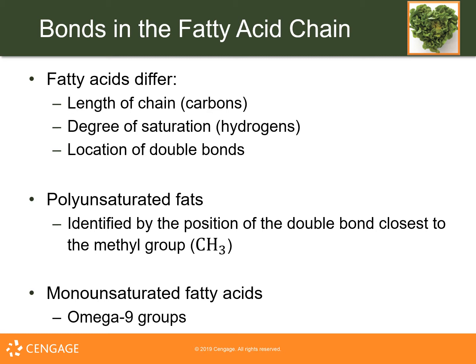Polyunsaturated fats are identified by the position of the double bond closest to the methyl group, meaning a polyunsaturated fatty acid with its closest double bond 3 carbons away from the methyl group is an omega-3. If it's 6 carbons away, it's an omega-6. Monounsaturated fatty acids are considered omega-9 groups because their only double bond is 9 carbons away from the methyl group.